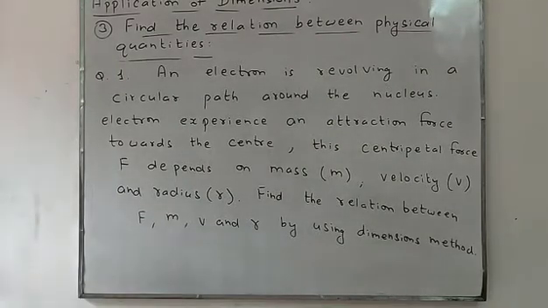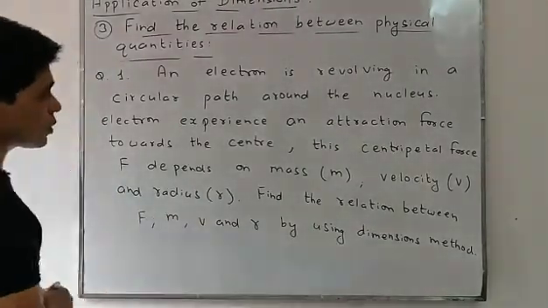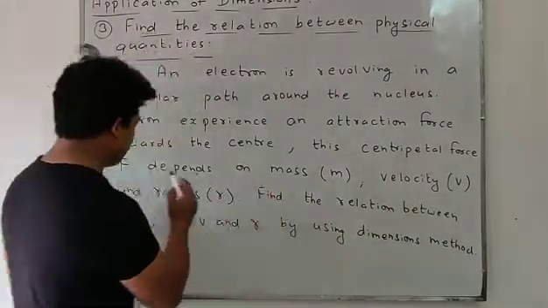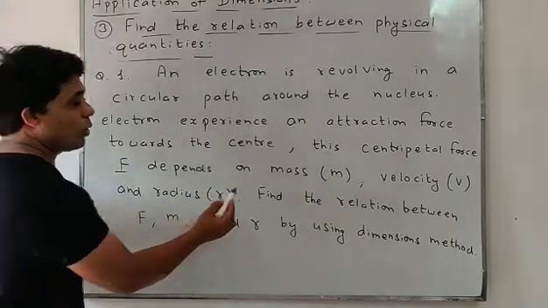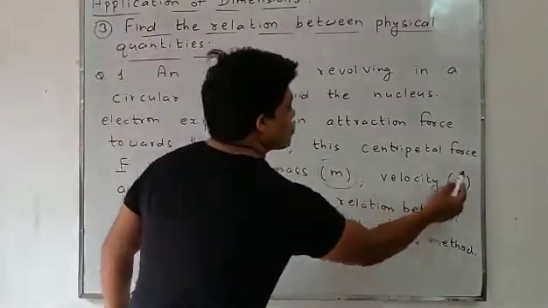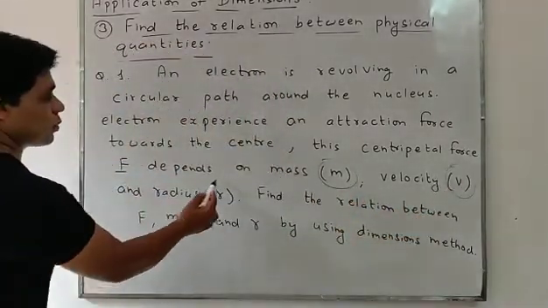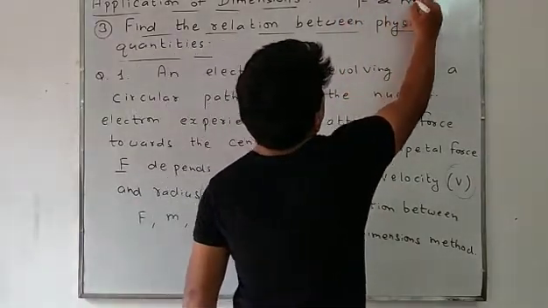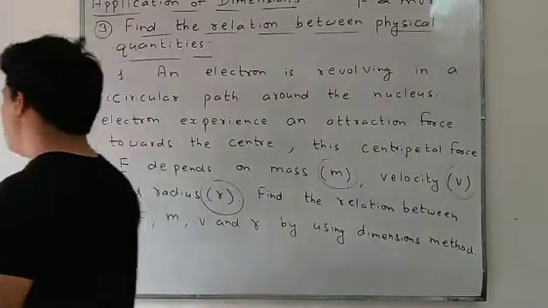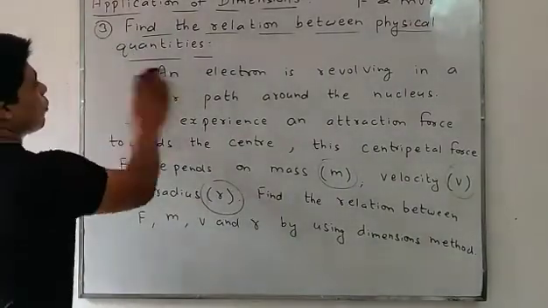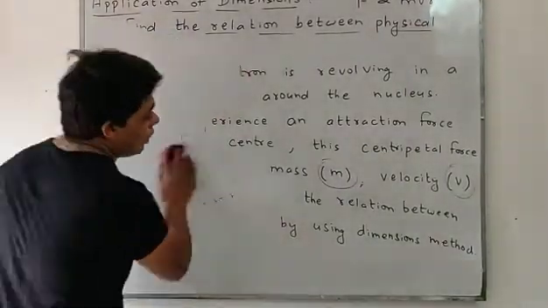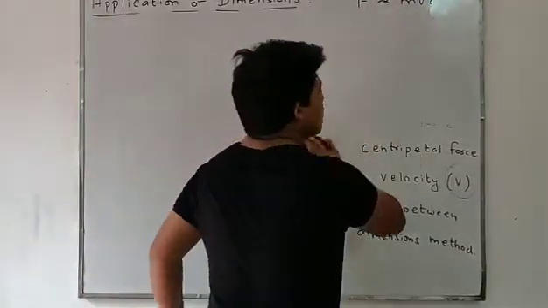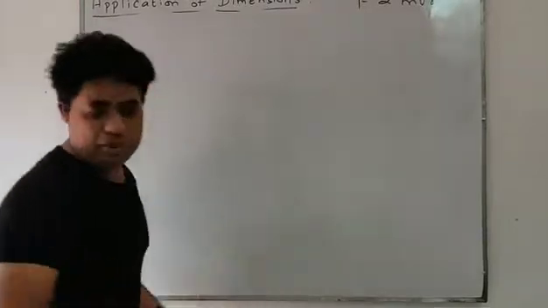Now I'm going to explain this question first of all. Okay students, see, remember the sequence. Force F depends on mass, velocity and radius. Okay, MVR. Force depends on MVR. Now students, I'm going to remove the numerical, and we are going to solve the third and last application. Find the relation between physical quantities, okay, using the dimension method.